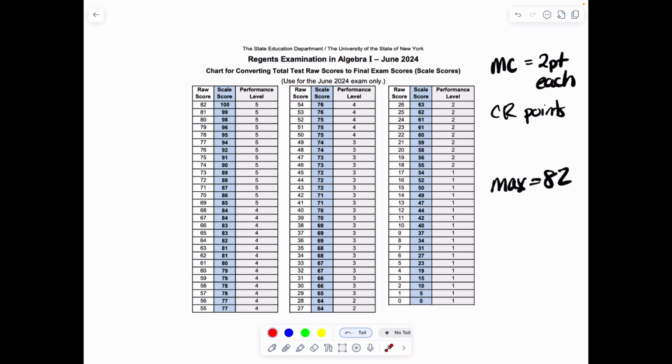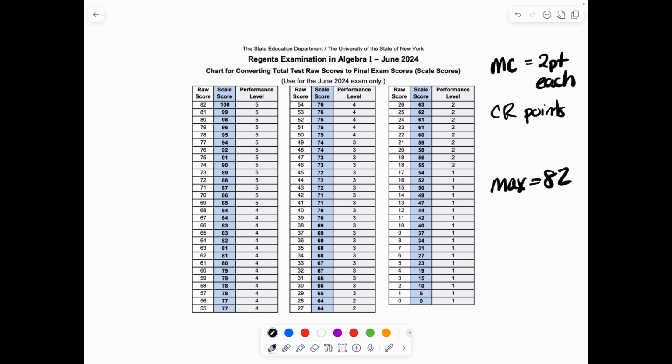You're going to add all these points up and those will be your raw scores. Just so you know, that's the raw. So let's say you added up all your multiple choice points and your constructive points, and let's say you had 40 points. You will look at your chart and you go, okay, 40 points, that will equal about a 70 scale score on the Regents, which will give me a level 3.